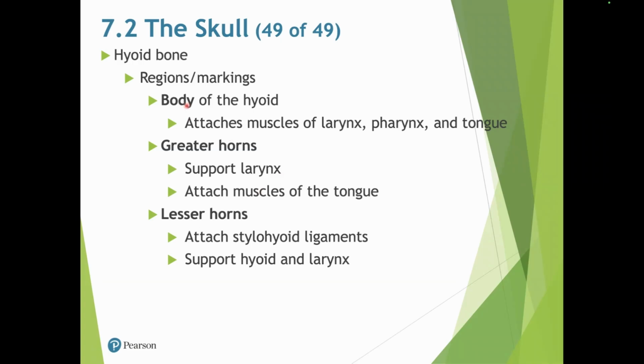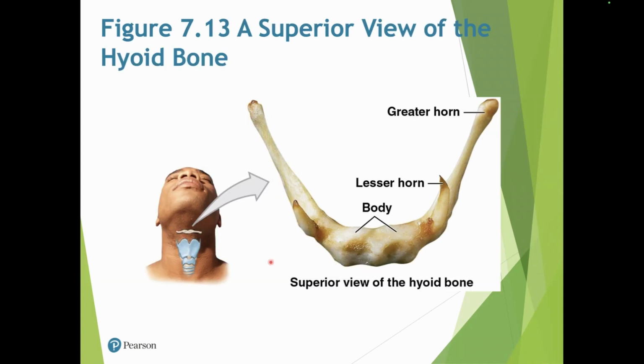Alrighty. So the body of the hyoid. The thing is, body is very general throughout all the bones, so that's good. It's going to attach muscles of the larynx, pharynx, tongue. We already talked about that. The greater horns are going to be what supports the larynx, and attach the muscles of the tongue also. The lesser horns are going to attach the stylohyoid ligaments and support the hyoid and larynx. And as you see, you can see how it is that free-floating bone. The body is the bulk of it. The lesser horn, the greater horn.